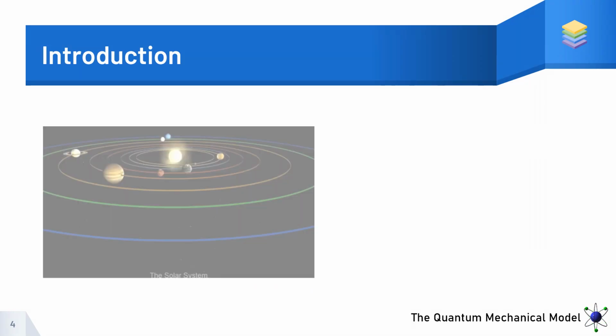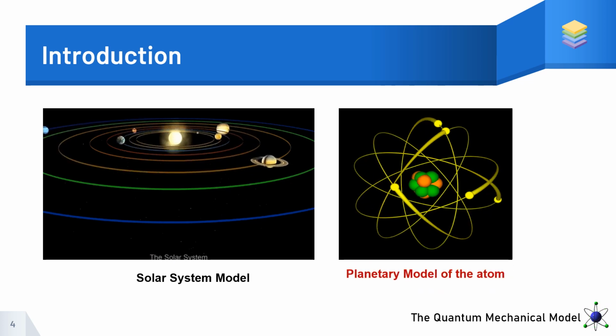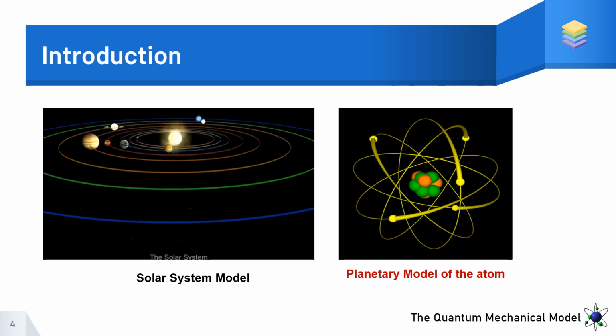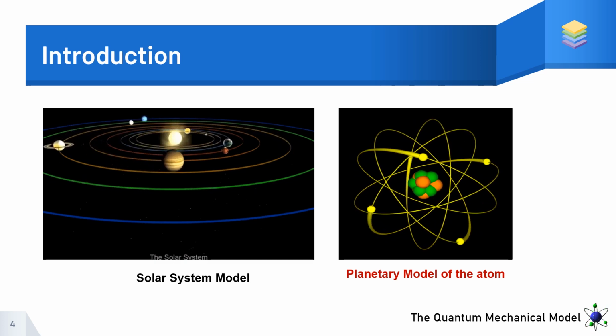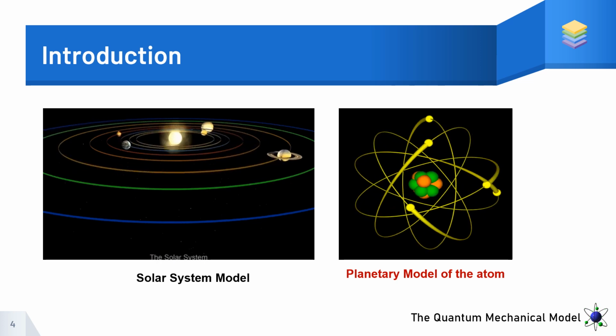For the introduction, let us look at this illustration of the solar system model. We can notice that the sun is the center of the solar system while the planets are revolving around it. It is somewhat comparable to the planetary model of the atom, wherein the nucleus is located at the center of the model while the electrons are orbiting the nucleus in its orbit.